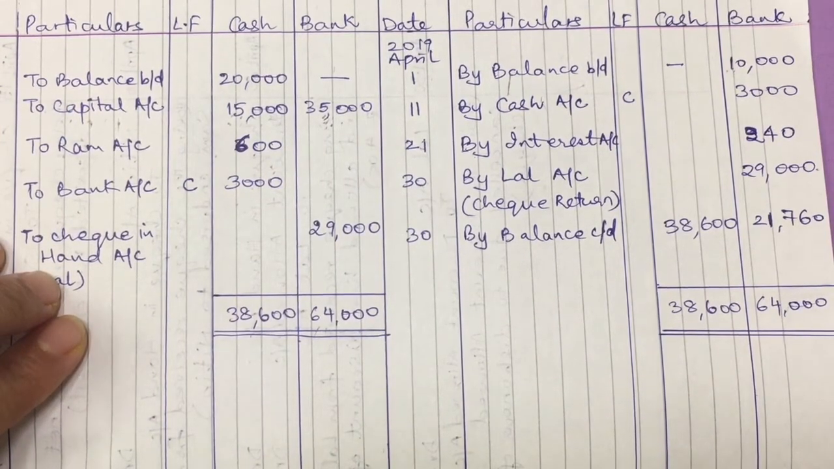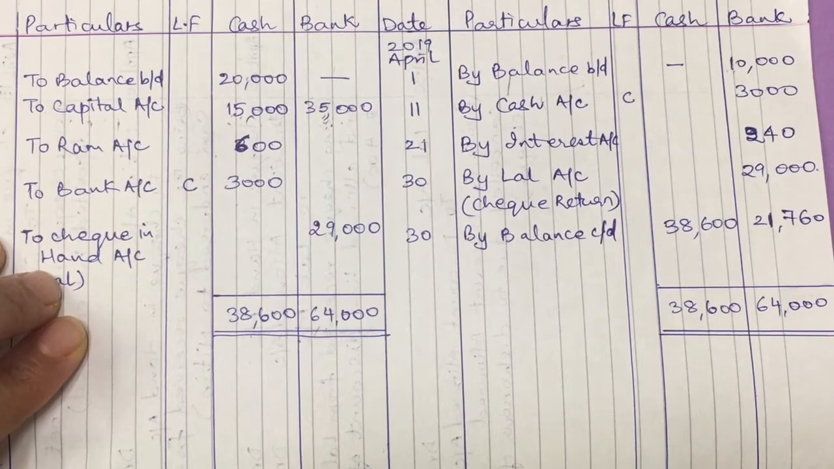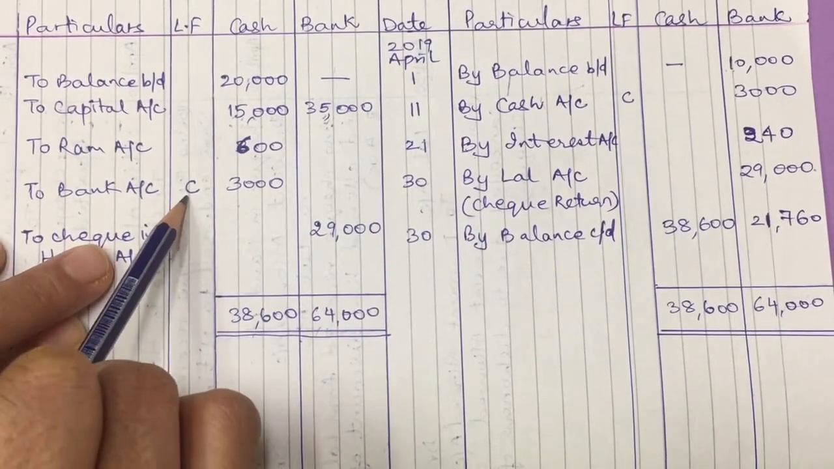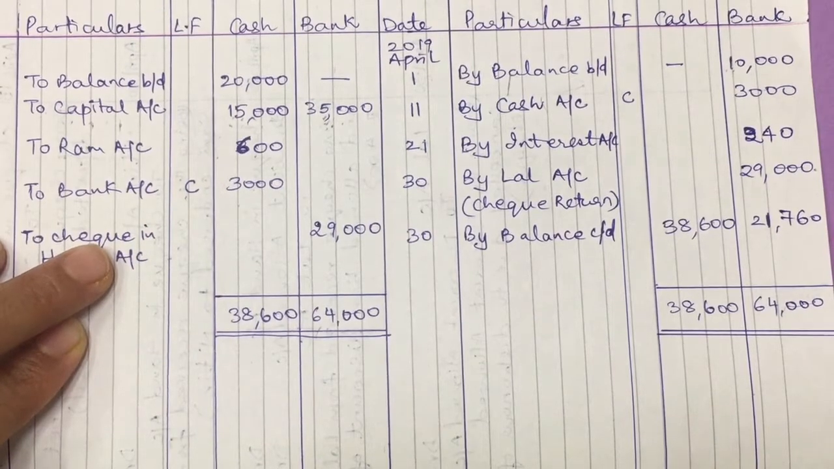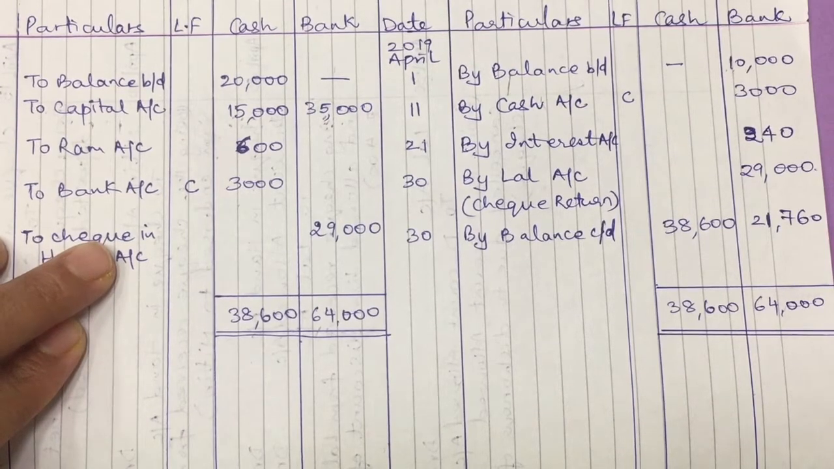Next entry is cashed a check for rupees 3000. Now here both cash and bank are involved. Of course, this is a contra entry. When both are involved, it is called contra entry. So we will write in ledger folio C. Now who is crying and who is dancing? It's very simple. We have taken cash from the bank. My cash will be dancing. It is an asset. It has walked in.